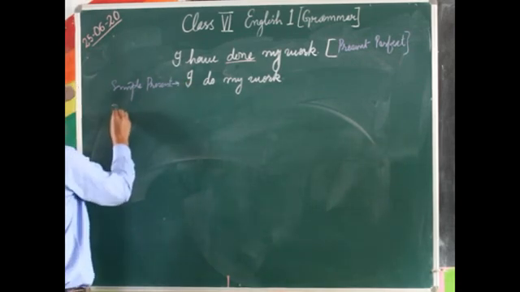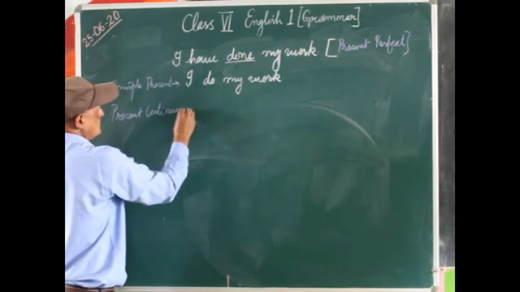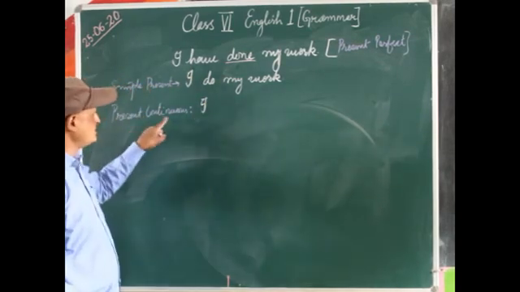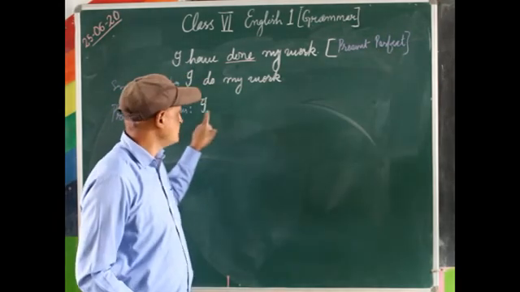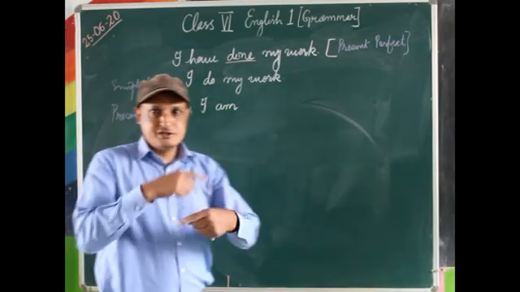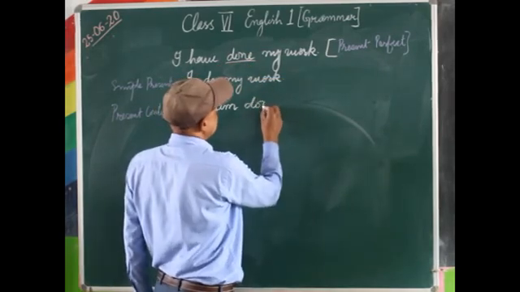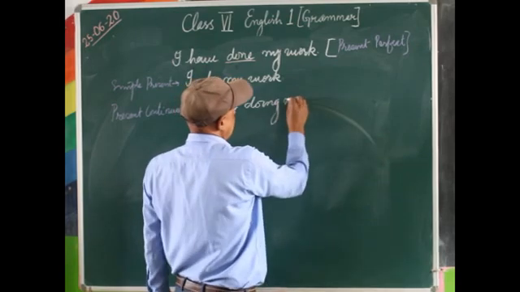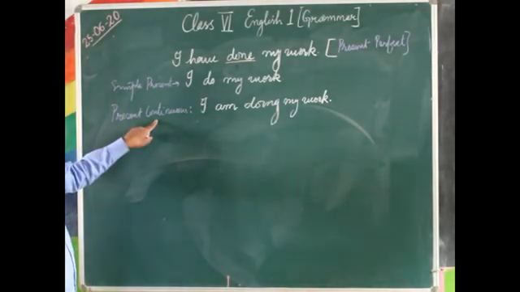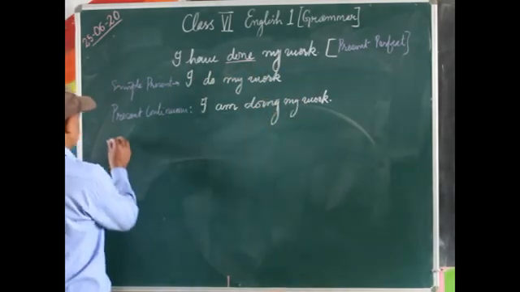Present continuous. Okay, the sentence same, remain the same pronoun. I, in the continuous helping verb. First person, I, what do you use? Am. I am. Continuous, what do you do to the verb? Add ing. I am doing my work. This is in the present continuous. We already have the present perfect. What is left now? Present perfect continuous.